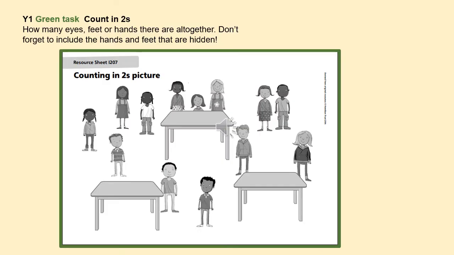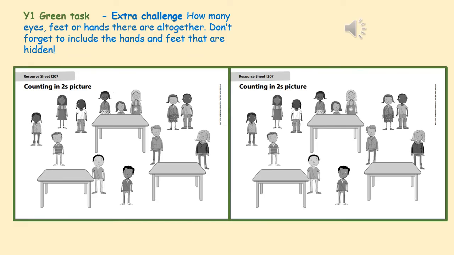For the Year 1 green task, you're counting in twos, but you've got to count how many eyes, how many feet, and how many hands there are altogether. Don't forget to include the hands and feet that are hidden. An extra challenge for the green task. You've got two pictures this time. The task is the same, to count in twos. So count the eyes, the feet, the hands, and the hands and feet that are hidden.